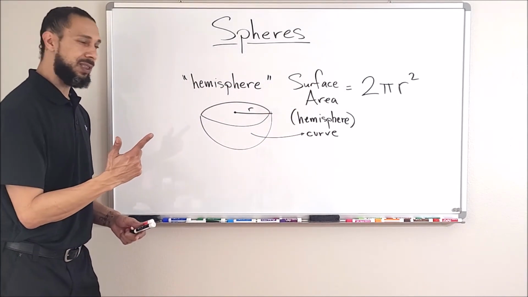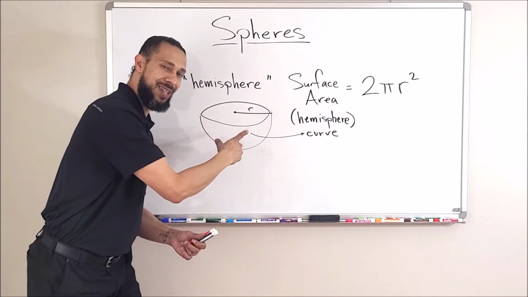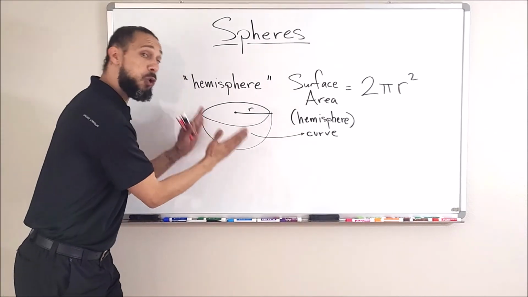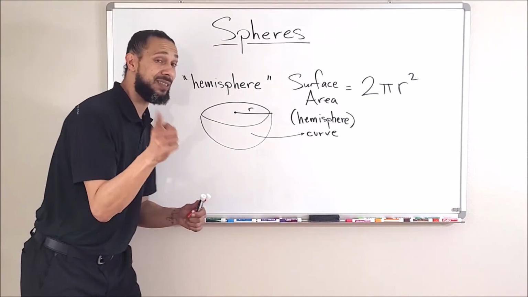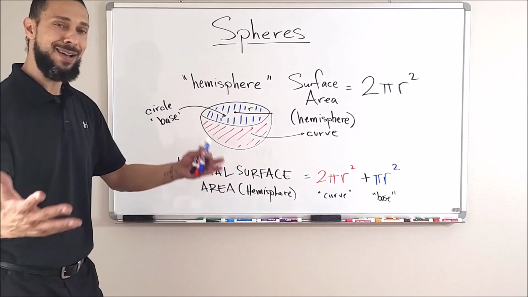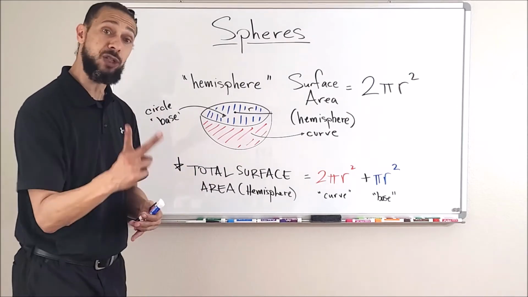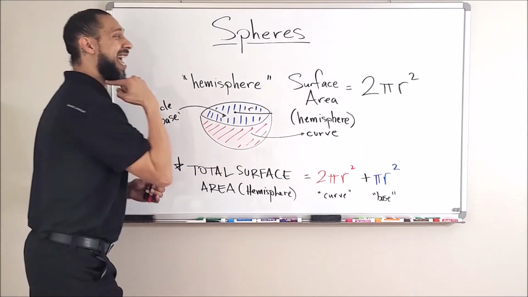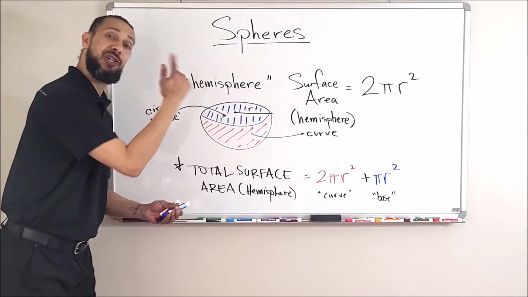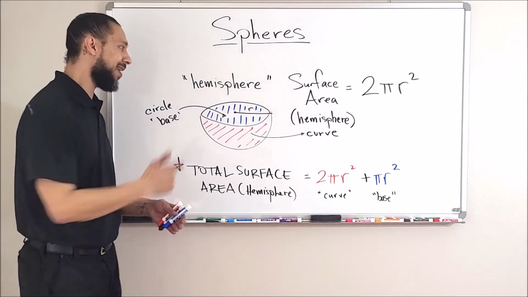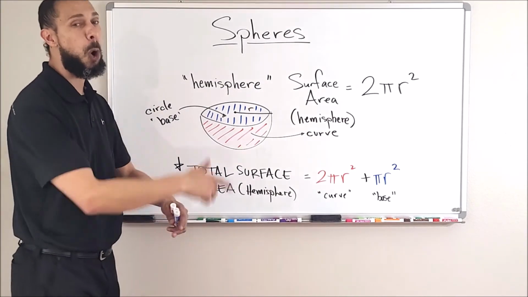But what about this new base? What shape is that? It's a circle. So if I wanted the total surface area of this hemisphere, including the flat part, it would look like this. When we're talking surface area of a hemisphere, there are two parts. We have the curved part that has a surface area of 2 pi r squared. And then don't forget the new base that we created where we chopped that sphere in half. That's also a circle, and we have to add that in for the total surface area of the whole hemisphere.